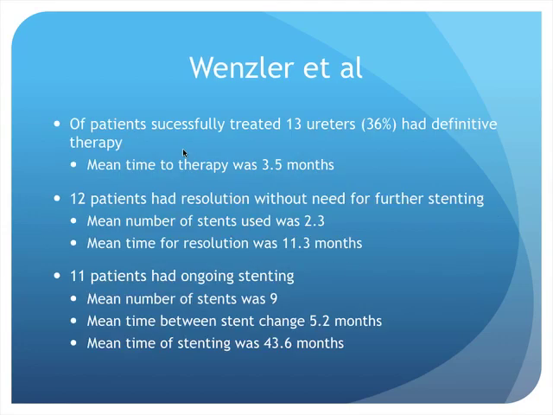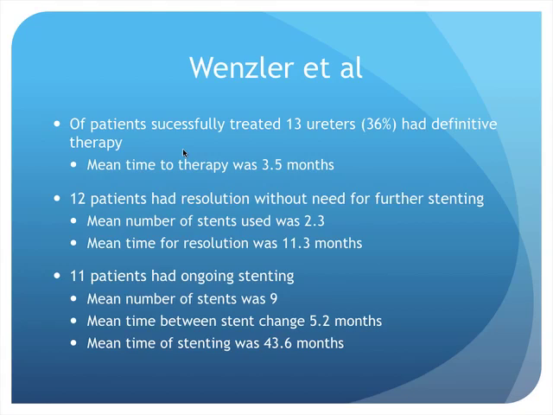So of the patients that were successfully treated and had resolution, 13 of them went on to have definitive therapy. This wasn't prompted by symptoms or treatment failure. They just decided to have treatment for their stricture, and the mean time to this therapy was about 3.5 months. 12 patients had resolution without the need for any stenting afterwards. The mean number of stents used in these patients was 2.3, and the mean time for resolution was 11.3 months.